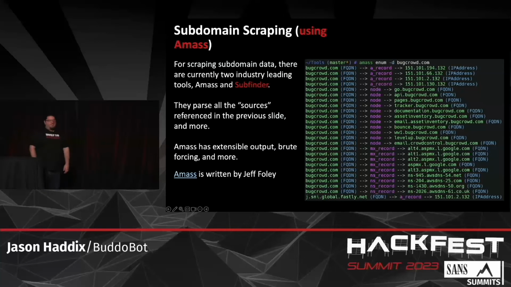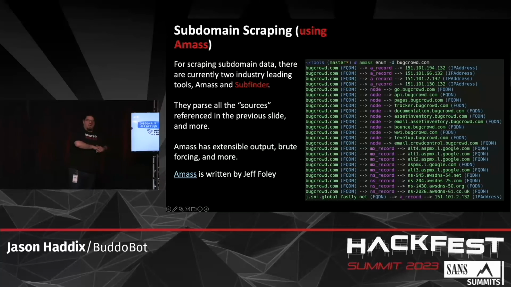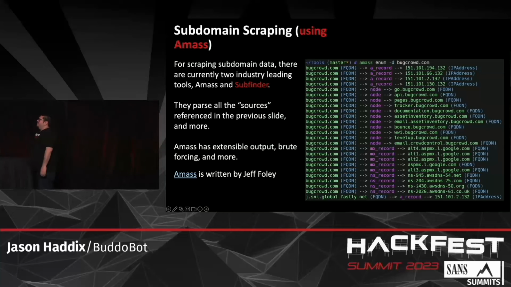The first one that a lot of people use is Amass. Amass is written by Jeff Foley, and it parses a whole bunch of sources from the internet and brings back all of their subdomain data for you to grab. Now, I am showing the old version of Amass here, and they have gone through a new update to Amass 4, I think, and it works a little bit differently, but same idea. You can pull back all of the subdomains for your target.